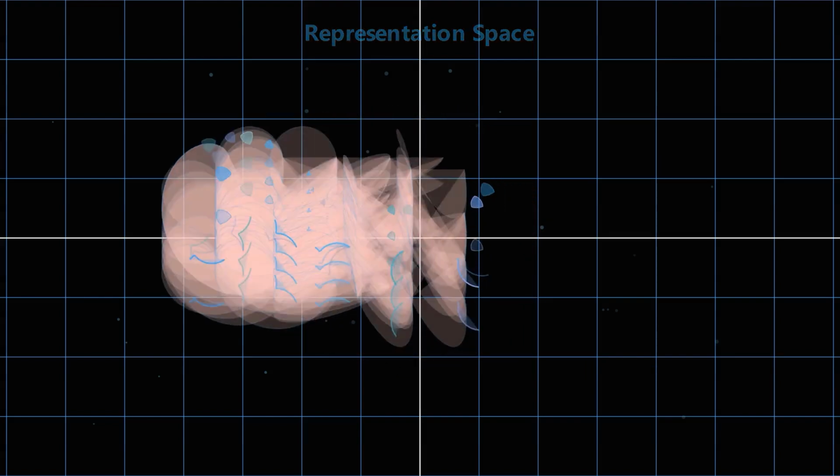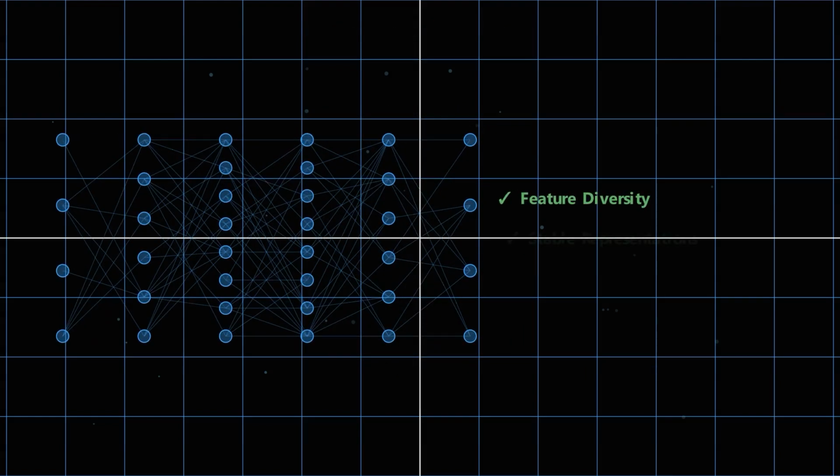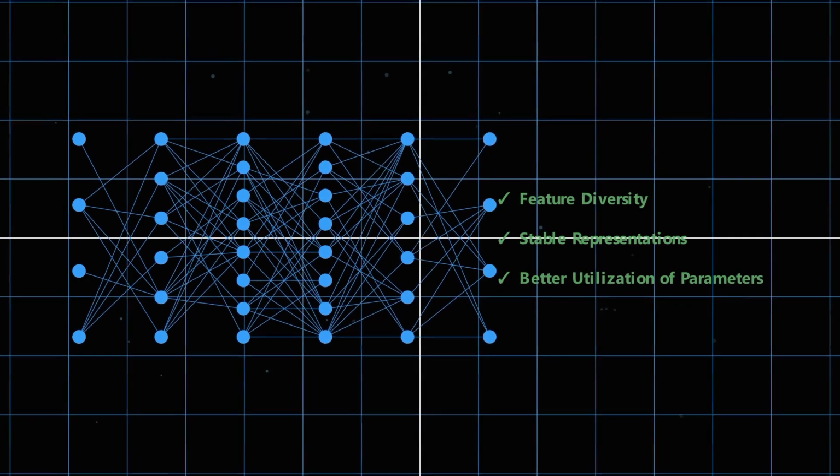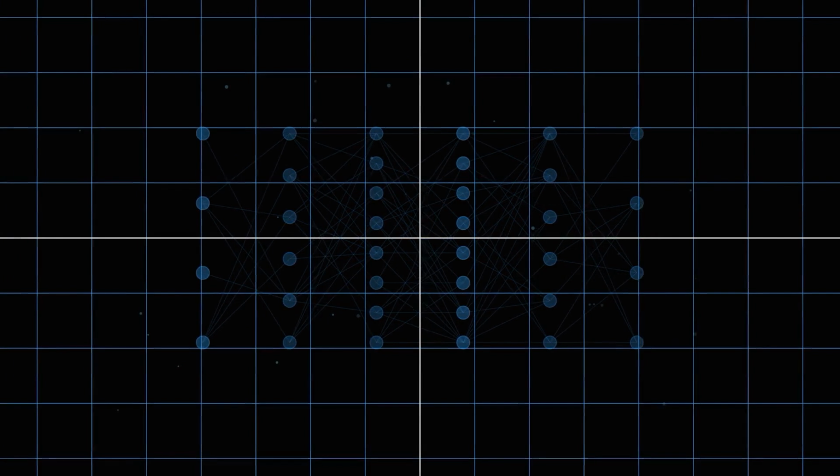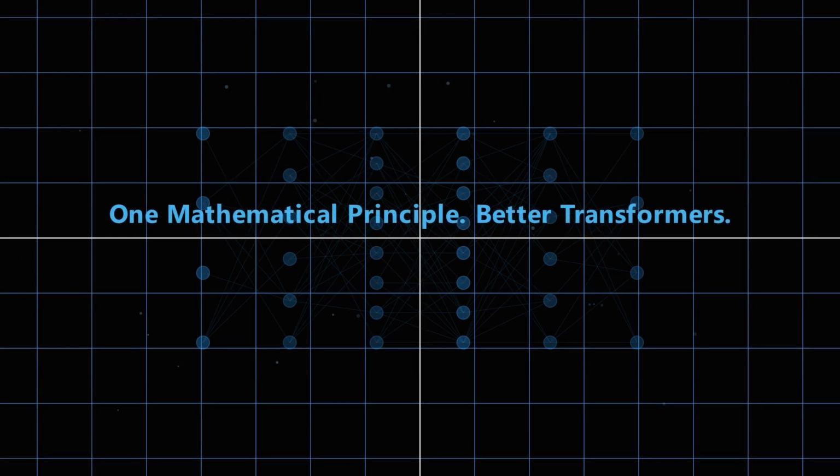This is the real beauty of orthogonality. It doesn't make a transformer bigger. It makes every parameter more meaningful. But this is only the first problem orthogonality can help with. There is another challenge hidden inside every deep transformer, and solving it may be even more important.